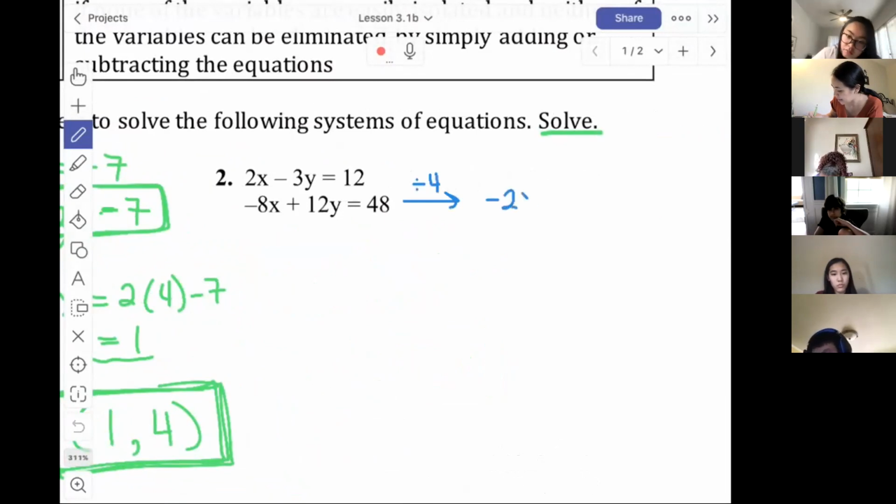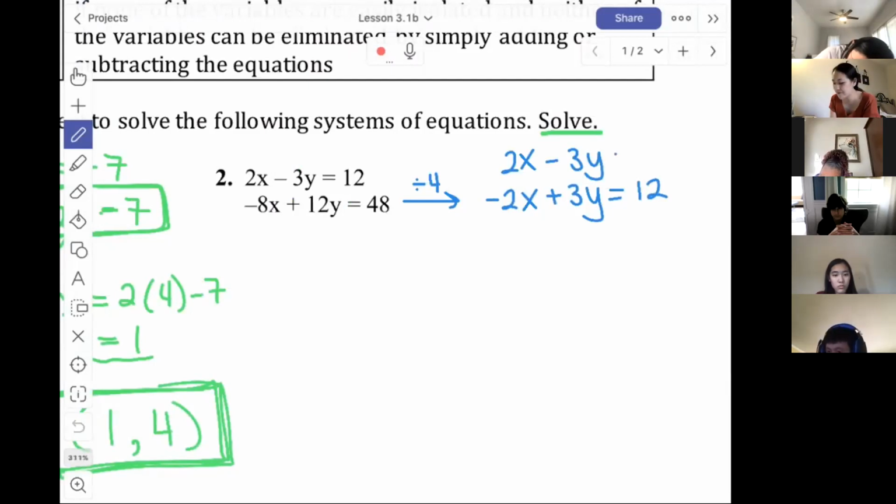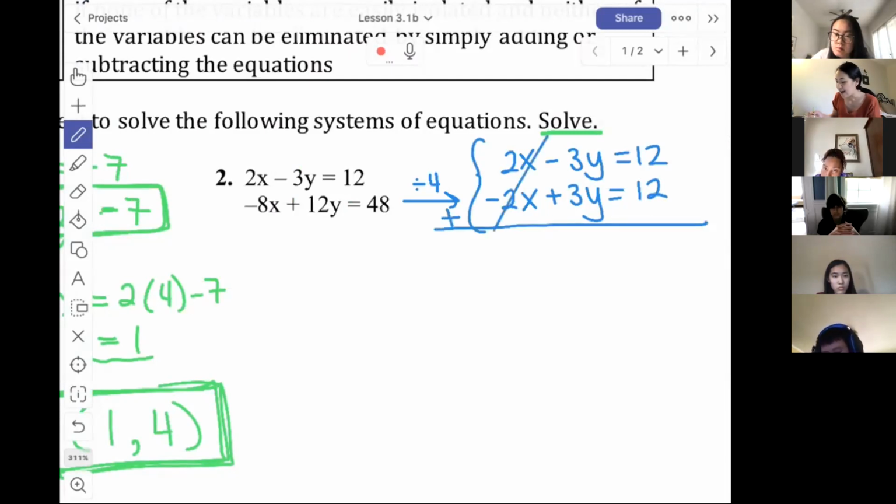So negative 2x plus 3y is equal to 12. All right, and I'm just going to bring this guy over. Okay. And then Faith, which method do you think we should use? Substitution or elimination? Elimination. Good. All right, we don't have a variable by itself. So let's eliminate. And let's see what happens when I add these together. I get 0 for 2x minus 2x. I get 0 for negative 3y plus 3y. And I get 24 when I add 12 and 12.